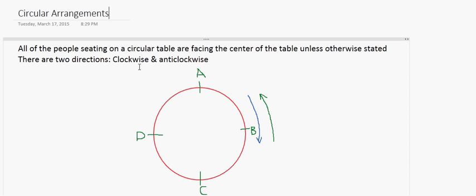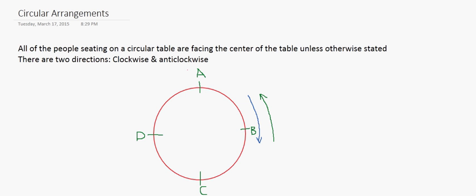So in circular arrangements, we have to assume certain things. We have certain concepts which we would keep in mind. Whenever a problem of circular arrangement is given, we assume that everybody is facing towards the center, right?